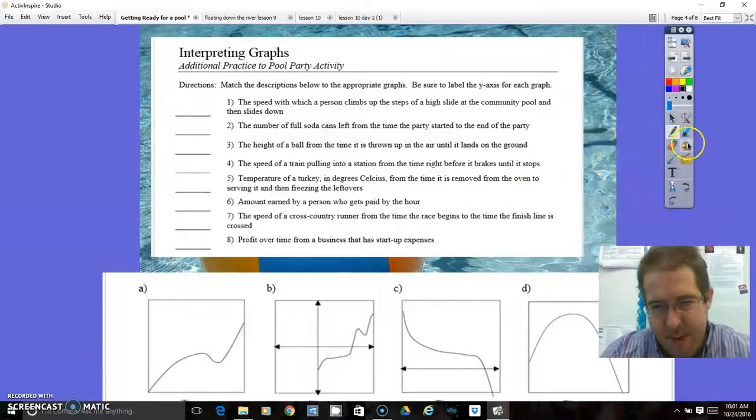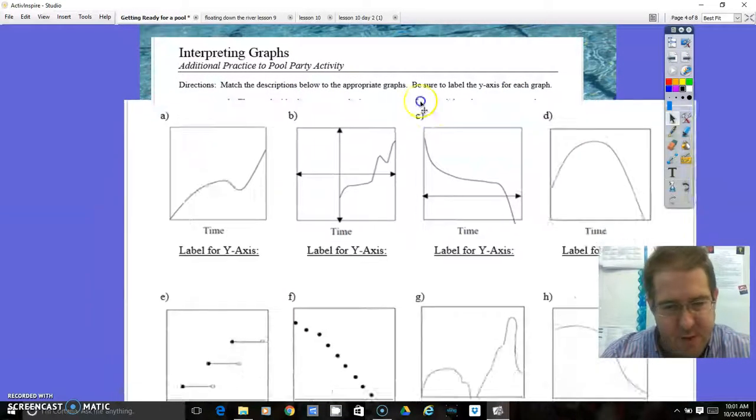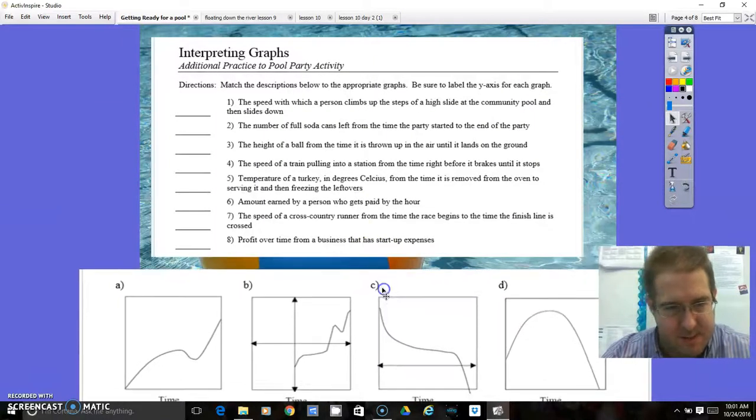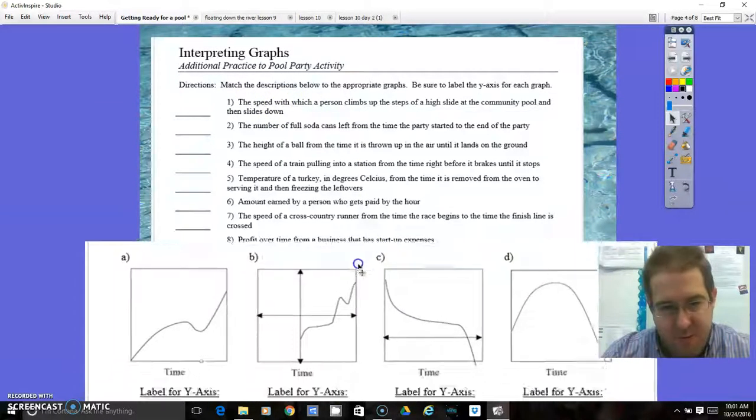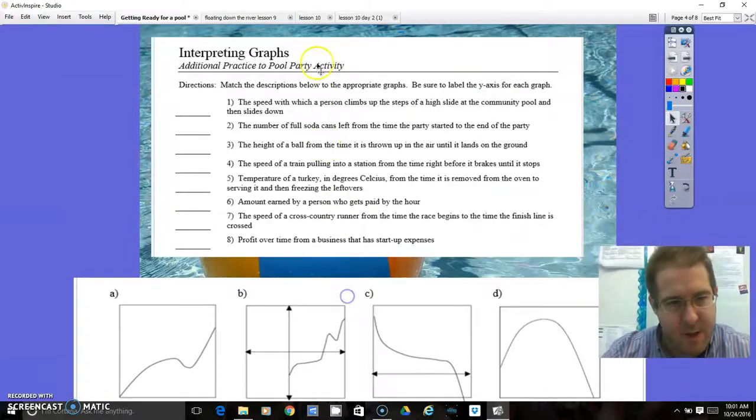All right, so now we're going to do some matching. We're going to match the words to the graph. And this is really what you're expected to do by the end of this lesson. Some of these can be very, very tricky, so you got to be careful. The speed at which a person climbs up the steps of a high slide at the community and then slides down. So you always, in all of these, need to identify what are the 2 variables.